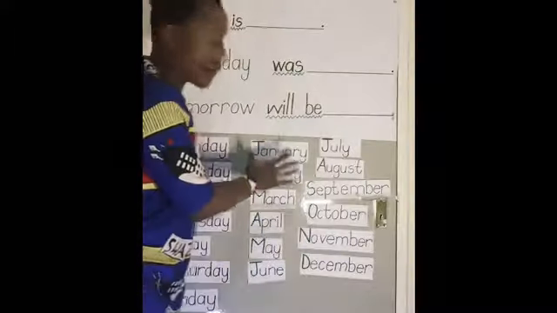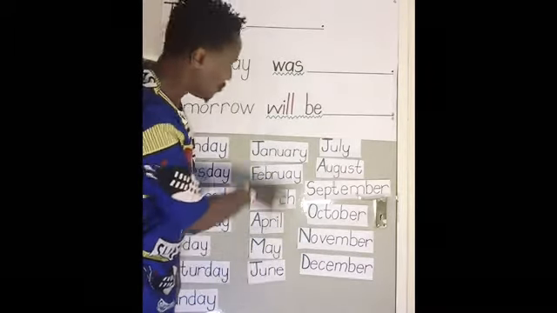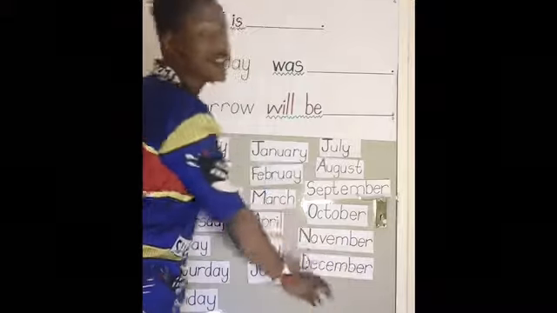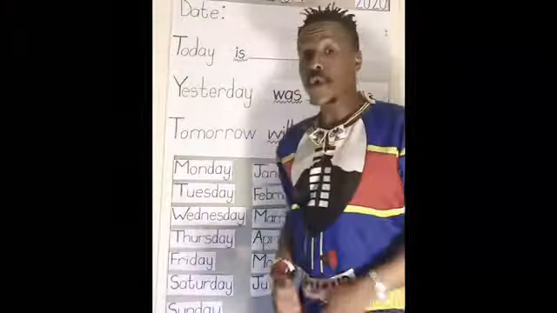On this side, I've got my months of the year. I've divided them into 2 groups, a group of 6 and a group of 6. Together they give us 12. All these items are made at home, and they don't necessarily have to be this big.